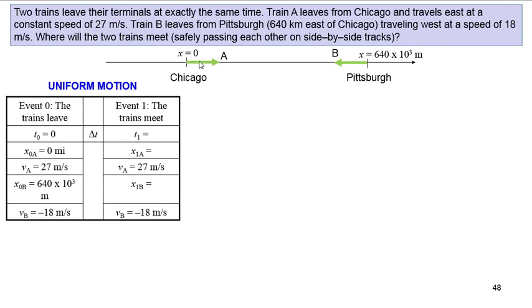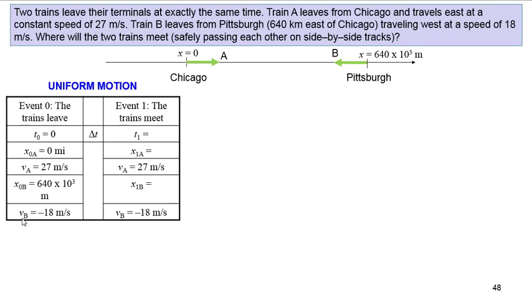And now I can be really clear. Where is it? It's at x equals 0. That's where it starts. And the velocity of train A, which doesn't change, is 27 meters per second. So I put the velocity here and here. It's the same. Now here's something interesting. X0, so that's the X position at this event for train B, is right here, which is an X position of 640 times 10 to the 3 meters. So that's what I put there.